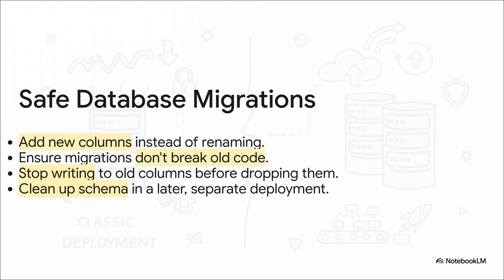Always make your changes backward compatible. A good rule of thumb is to add new columns instead of renaming old ones. Then, you stop using the old column in your code, you deploy that change, and only then, in a separate, later deployment, can you finally get rid of that old column for good.